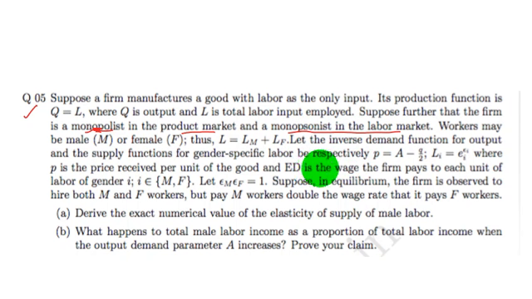Let the inverse demand function for output and the supply function for gender specific labor be respectively given as follows, where P is the price received per unit. Suppose now in equilibrium the firm is observed to hire both male and female workers but pay male workers double the wage rate that it pays female workers. We need to derive the exact numerical value of the elasticity of supply.